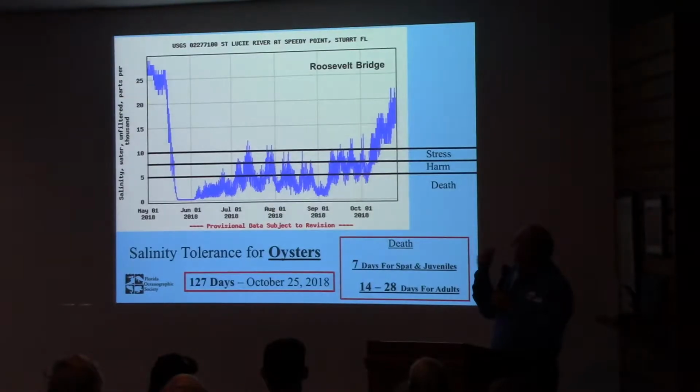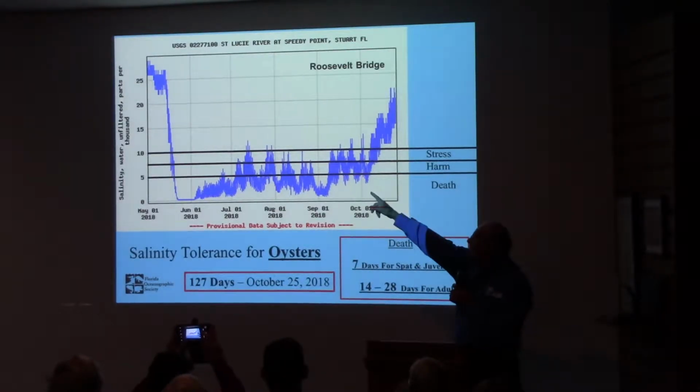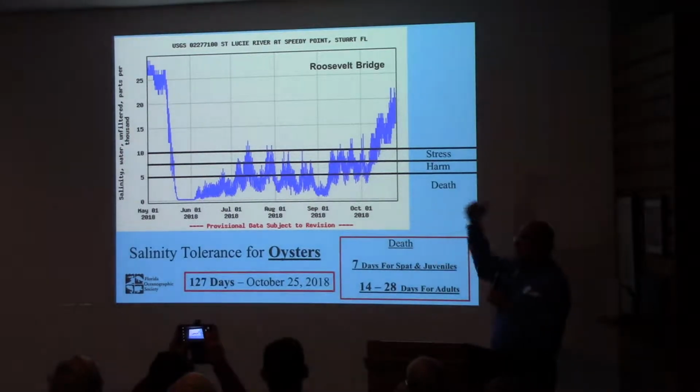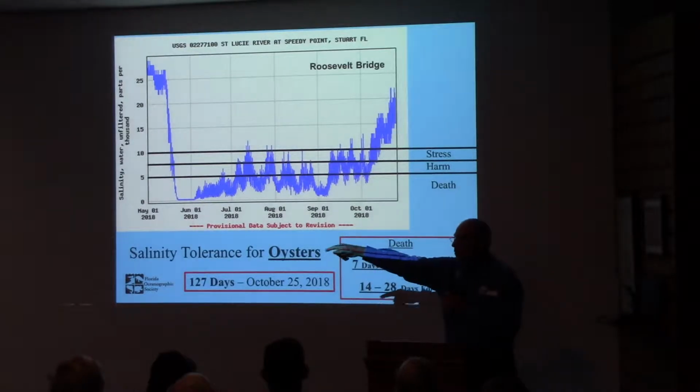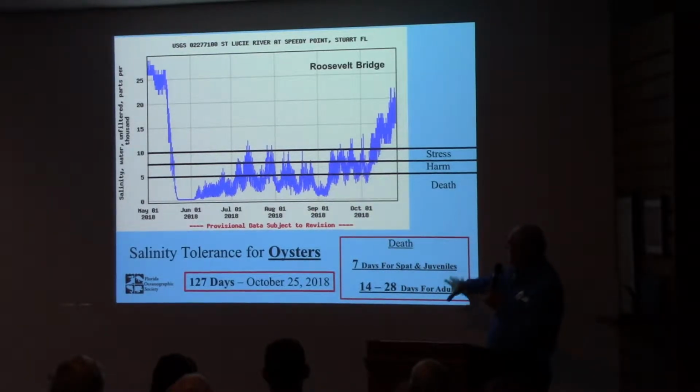Next slide. So this is what happened, as you've seen me show this before. There was May back there where we were at 20, 25 parts per thousand. The ocean's 35, and freshwater 0. That's perfect for oysters. Well, it crashed and stayed down there for over 120 days. We're causing a lot of harm and death to our oysters.